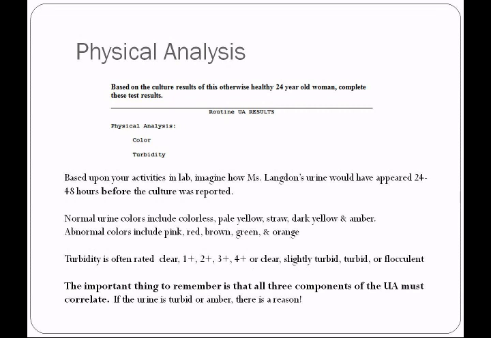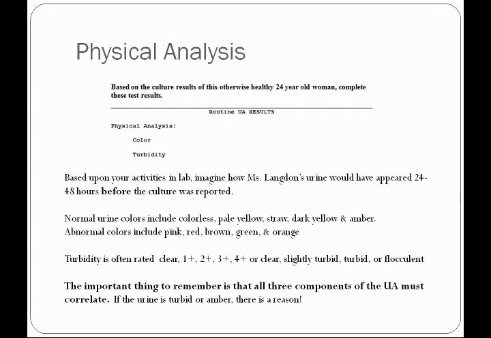So what do you think her urine would look like with a urinary tract infection? Normal colors are colorless, pale yellow, dark yellow, and amber, but abnormal colors are pink, red, brown, green, and orange. Turbidity is often rated as clear, 1+, 2+, 3+, or 4+. Some laboratories will use terminology such as clear, slightly turbid, turbid, or flocculent. Flocculent looks like there are chunks of snow floating around in there.